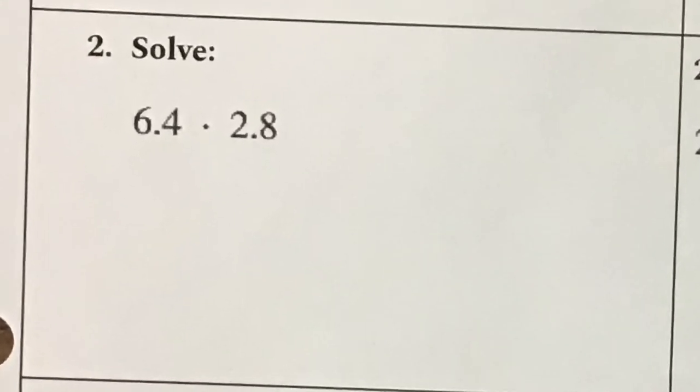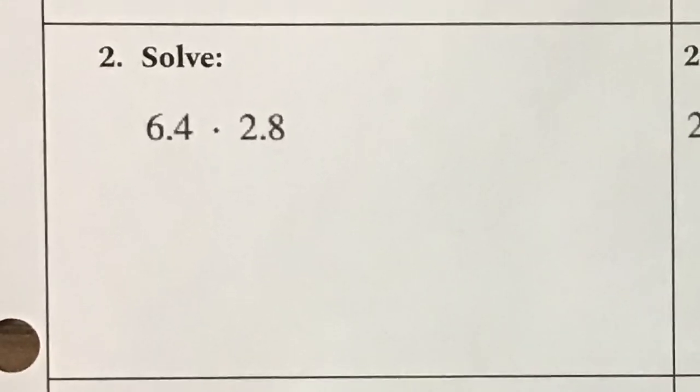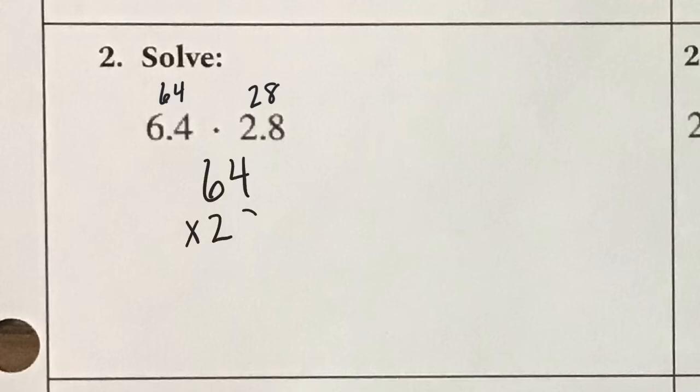So now let's take a look at number 2. It's been a while since we did multiplying decimals. So remember, before you start multiplying, think about these numbers as whole numbers, like if there were no decimals, so 64 and 28. So I'm going to do this using the algorithm, 64 times 28.